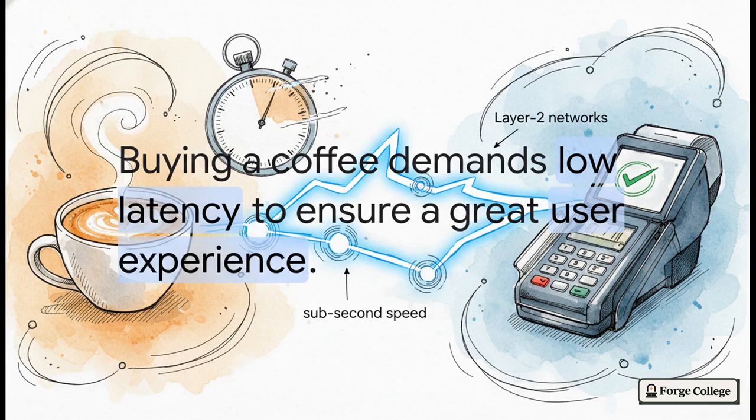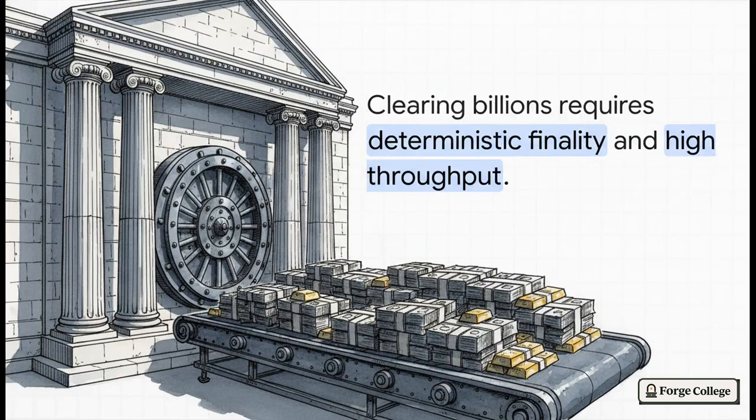This is exactly why retail flows often require instant payment channels or Layer 2 solutions built off the main chain to get that sub-second speed. Now contrast that coffee purchase with interbank wholesale settlement. Here, clearing billions of dollars requires deterministic finality and high throughput. Banks settling massive netted positions at the end of the day care way more about absolute certainty and batching huge sums together than they do about sub-second speed. They'll often utilize private permissioned ledgers to get that deterministic guarantee.